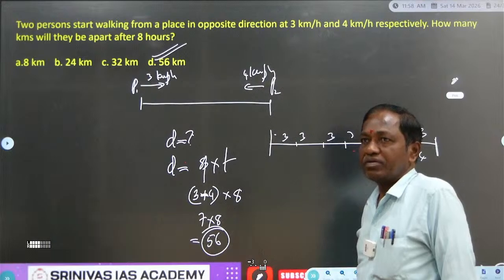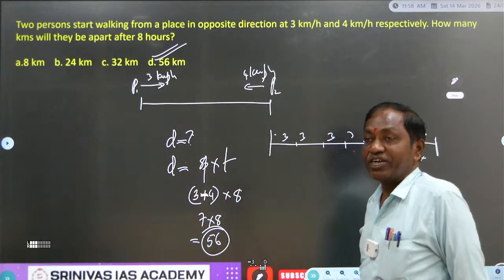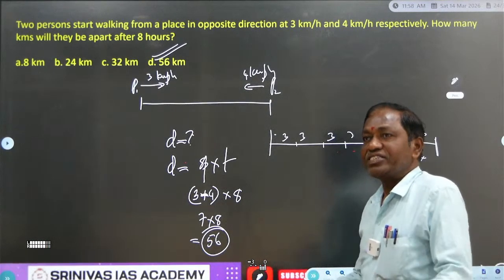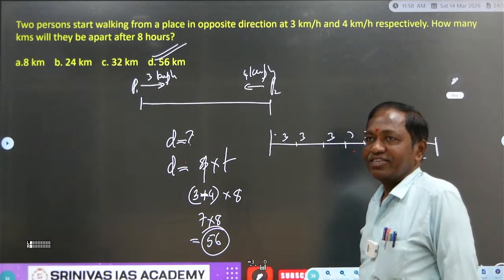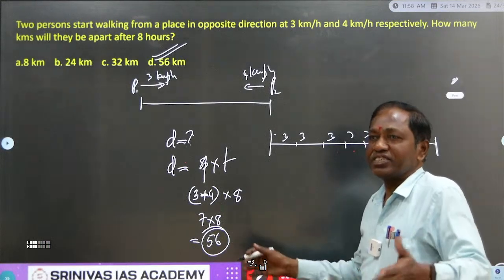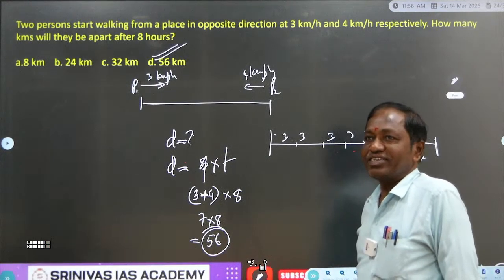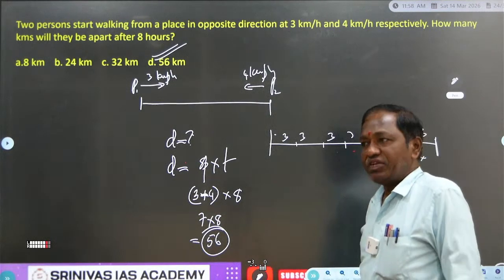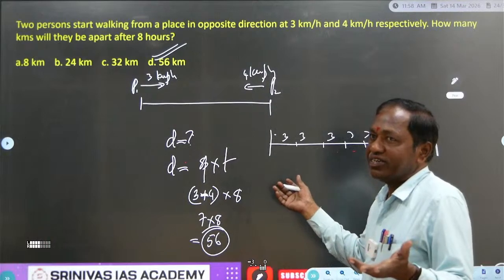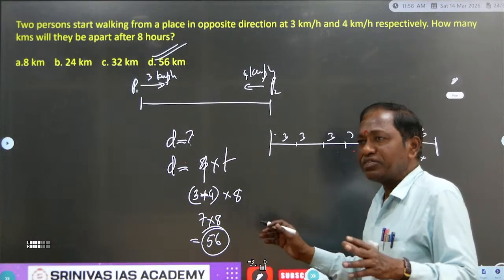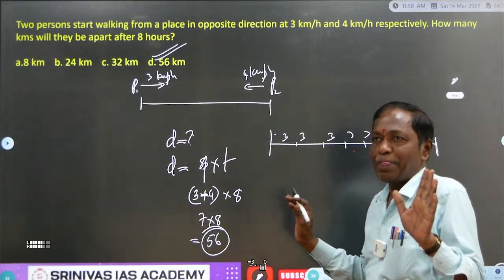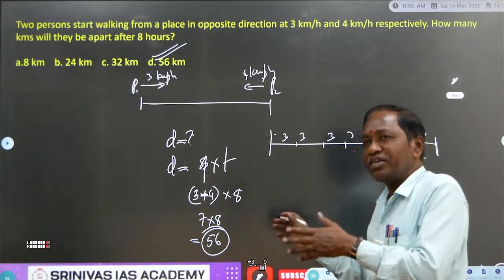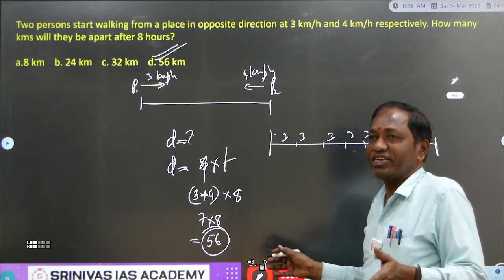No sir, distance is not given. We cannot arrive at that because distance is not given. Only thing is the distance they covered. Then they should ask how many kilometers they traveled. Here the word apart means totally how much they travel. Apart means total. That's all. Not between. With between, the distance is required.